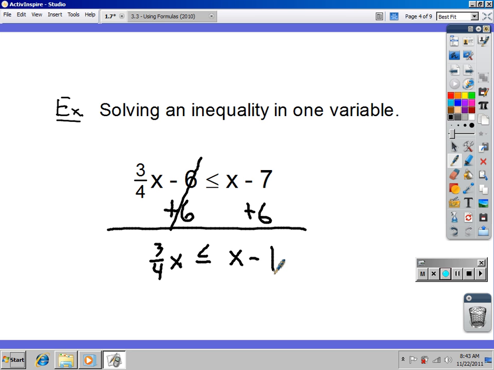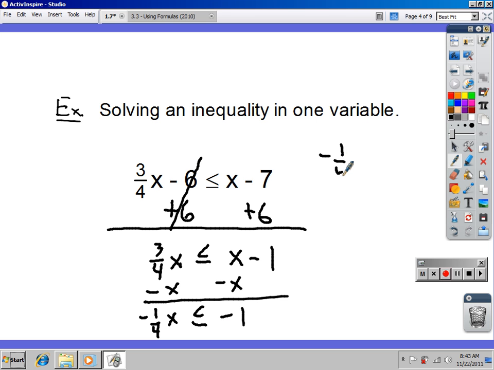Now I would subtract x on both sides of the inequality. Once again, I'm not multiplying or dividing both sides by a negative, so I do not need to worry about reversing the inequality. And 3/4 x minus x, you can think of that minus x as a minus 1x. 3/4 minus 1 would be negative 1/4 x. And over on the right-hand side, you would have negative 1.